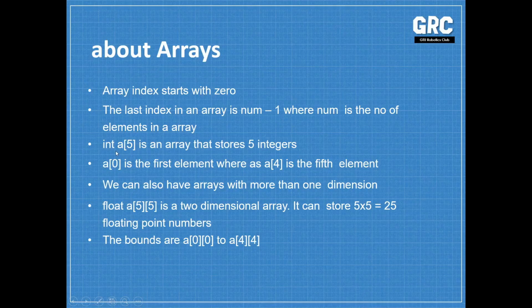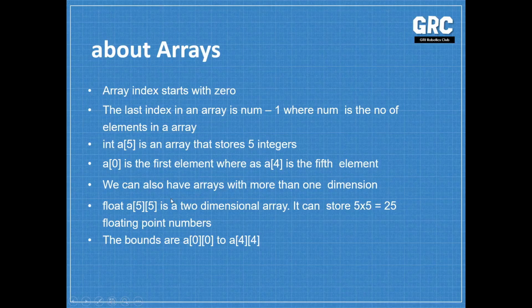For example, if we are declaring an array of integer a5, it will contain an array of 5 integer values indexed from 0 to 4, where a4 is the fifth element.